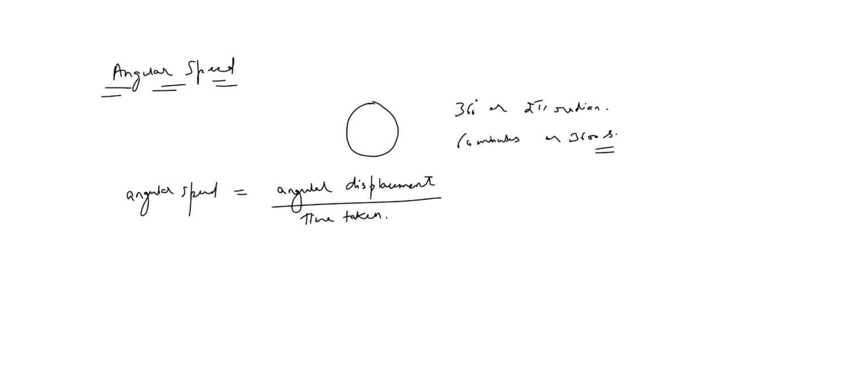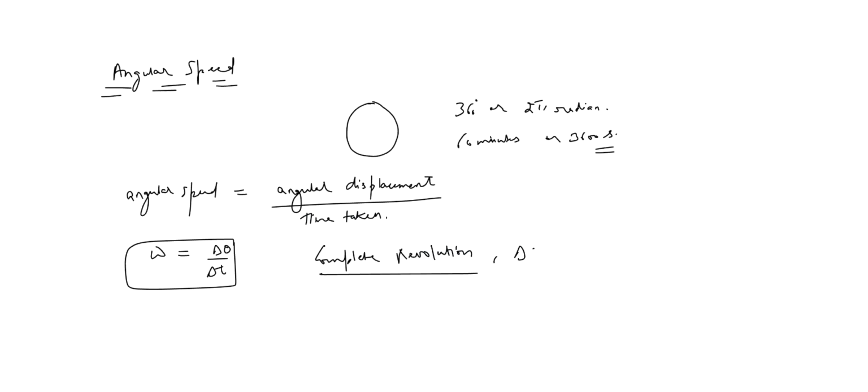It is denoted by omega, and angular displacement we can denote by delta theta, time taken by delta t. So omega is equal to delta theta by delta t, right? Now if I consider a complete revolution, what will be delta theta? Delta theta will be 2 pi.